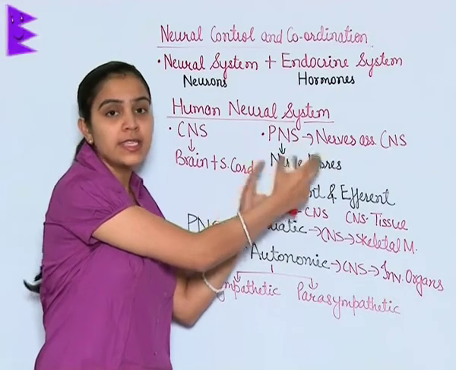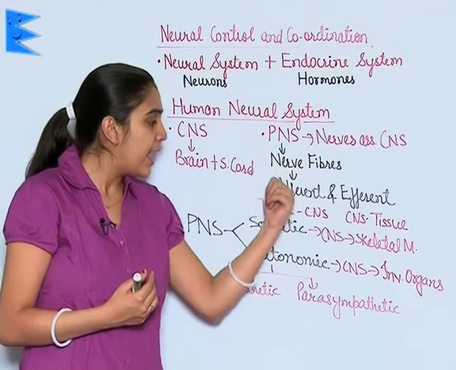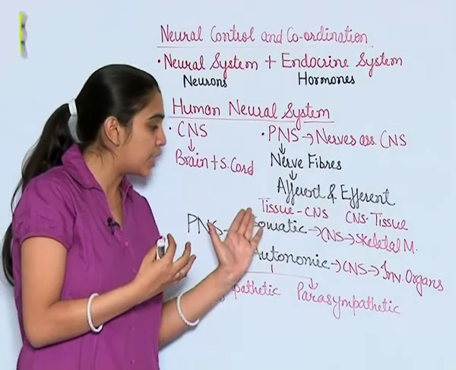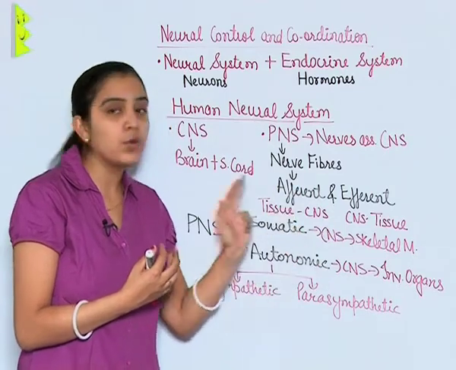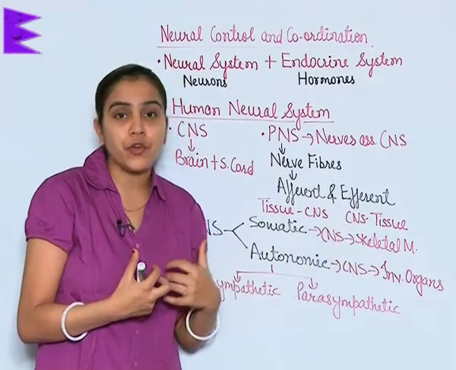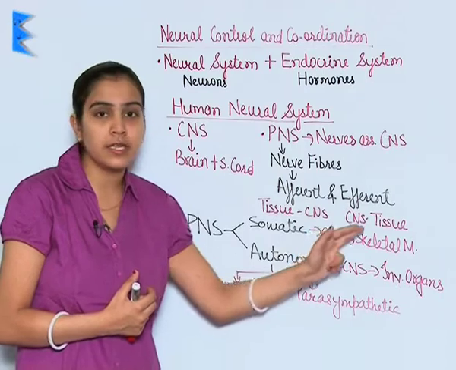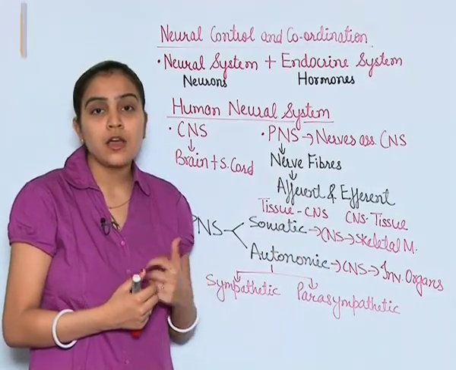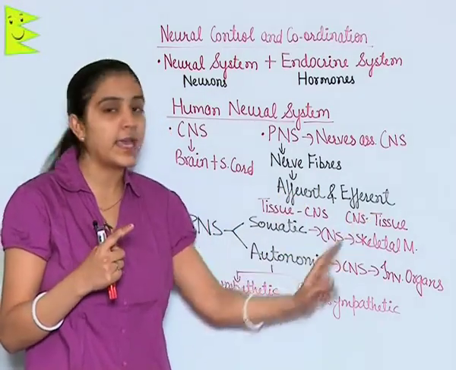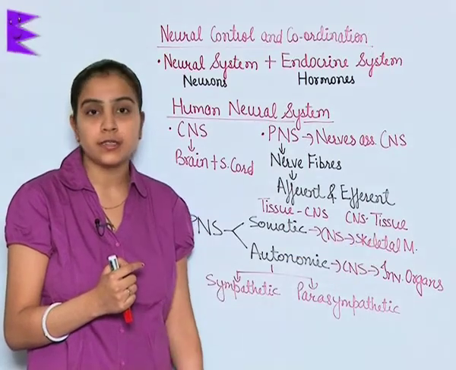In this PNS, these nerves have nerve fibers and there are two types of nerve fibers present, afferent and efferent. The signal is transferred from tissues to CNS through afferent nerve fibers and message signals are sent from CNS to tissue through efferent nerve fibers. You can see the difference here. Afferent is responsible for traveling of the signal from tissue towards your brain, towards CNS. In case of efferent, from your brain or CNS, signals travel towards tissues.